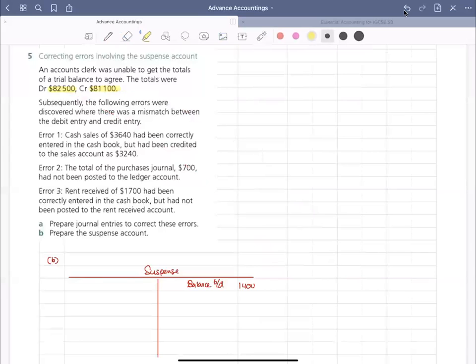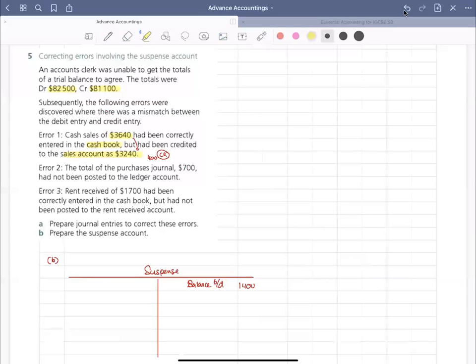Cash sales 3,640 has been correctly entered in the cash book, so we don't need to touch the cash account. We only need to touch the sales account, because in the sales account it has been credited at a lower amount. How much lower has it been credited? You just take the first one minus the second one, and you get $400 that is undercast on the credit side. So we have to correct it with our journal. Let's look at error number 2 first.